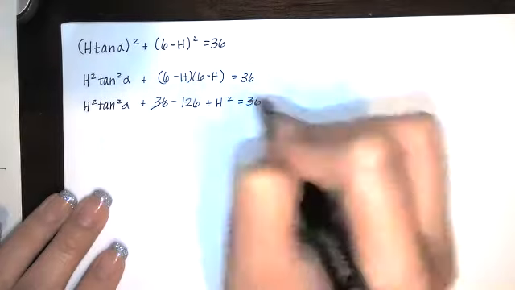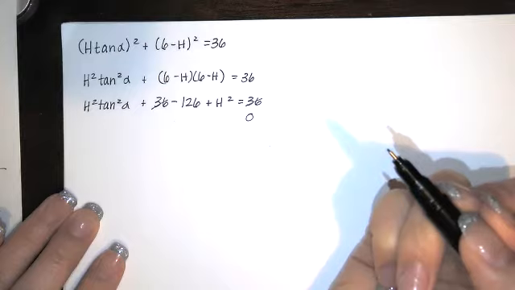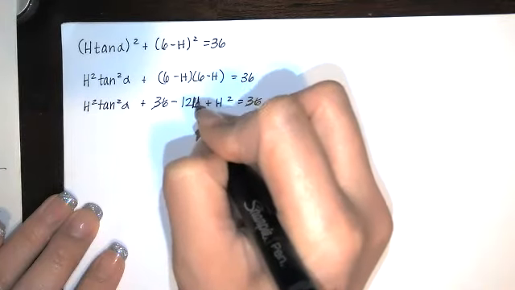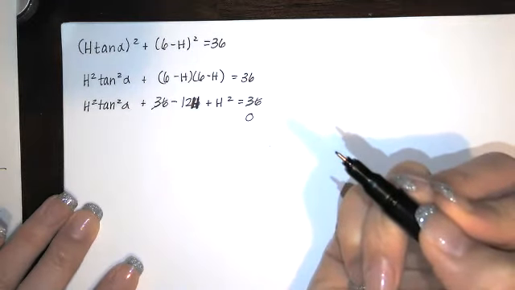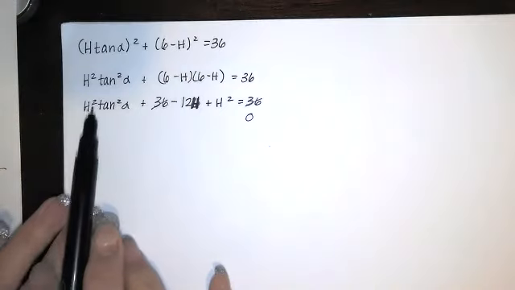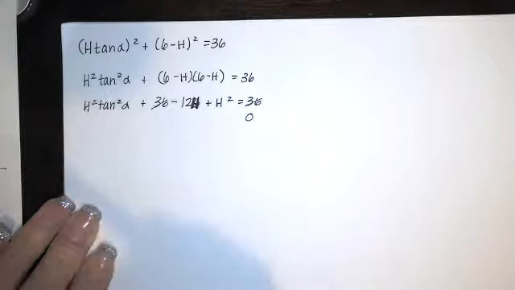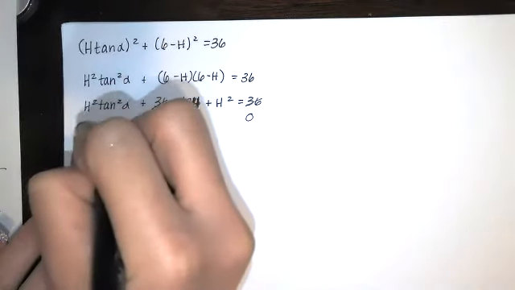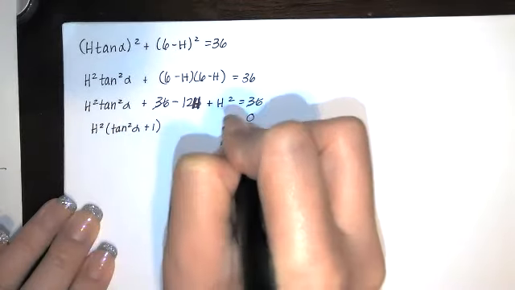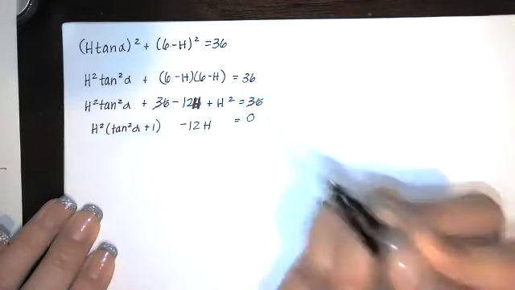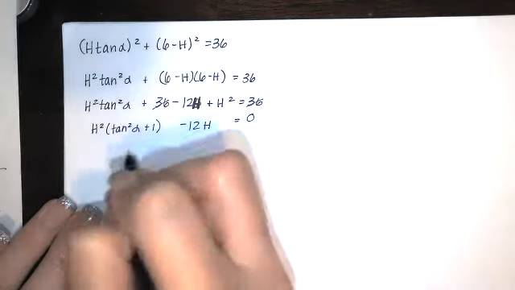Okay, and we can subtract the 36 from both sides. So we get 0 over here. And that looks like 12. It looks like 126, but that should be 12h, sorry. Now notice we've got an h squared tangent squared alpha and an h squared. We can group those together as well and factor out the h squared. Remember that tangent squared plus 1 is secant squared of the same angle.